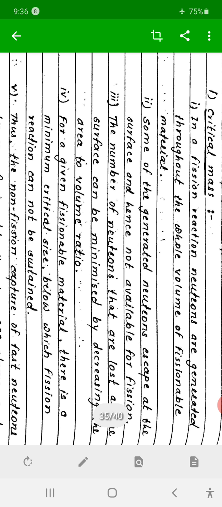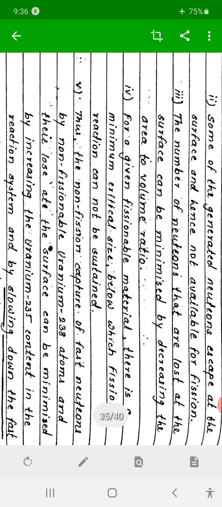We discuss critical mass first. In fission reaction, neutrons are generated. In the fission process, neutrons are generated throughout the whole volume of the fissionable material. Some of the generated neutrons escape at the surface and hence are not available for further fission process.